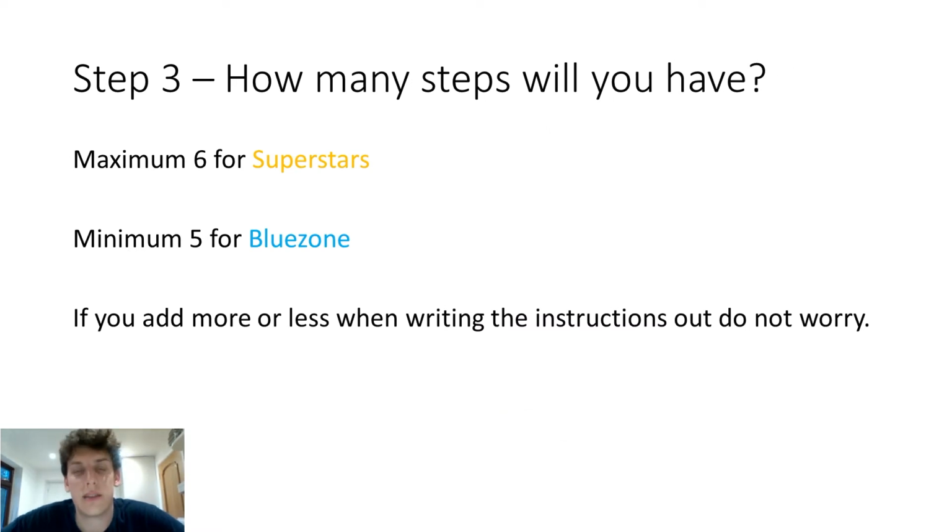Step 3 is to decide how many steps you will have. So how many steps are you going to have in your instructions? Now, this is the key differentiation between Superstars and Bluezone. If you are a Superstar, you can have a maximum of 6 steps. So the most amount of steps you can have is 6. If you are in the Bluezone, the minimum amount of steps you can have is 5. So the least amount of steps you can have is 5.